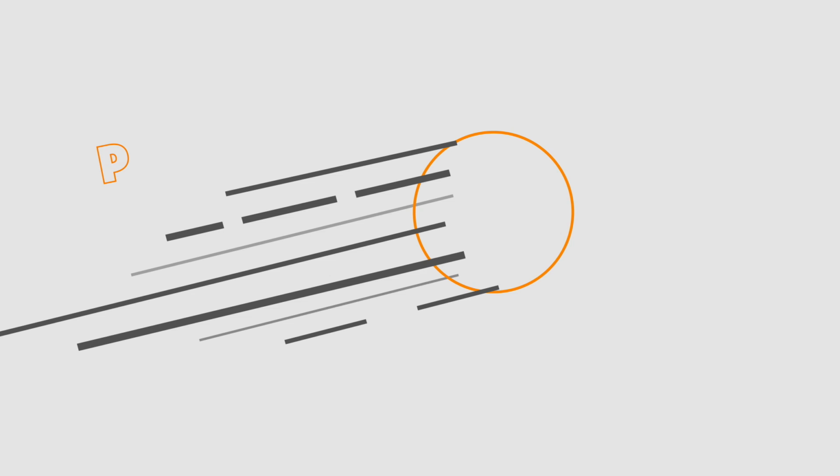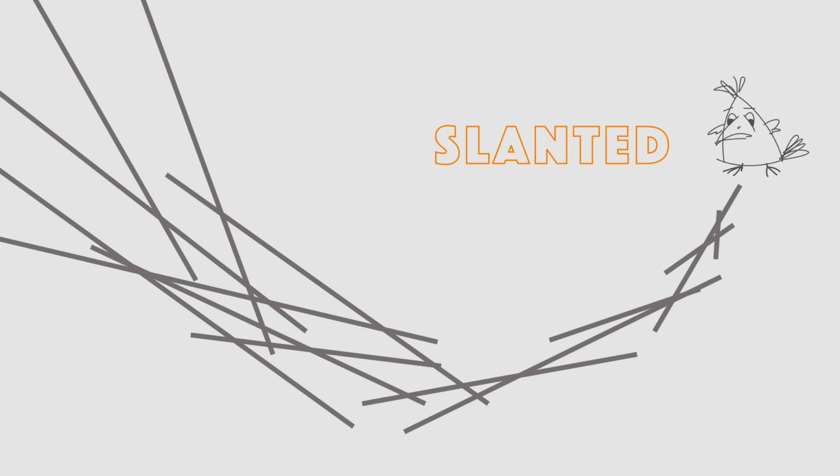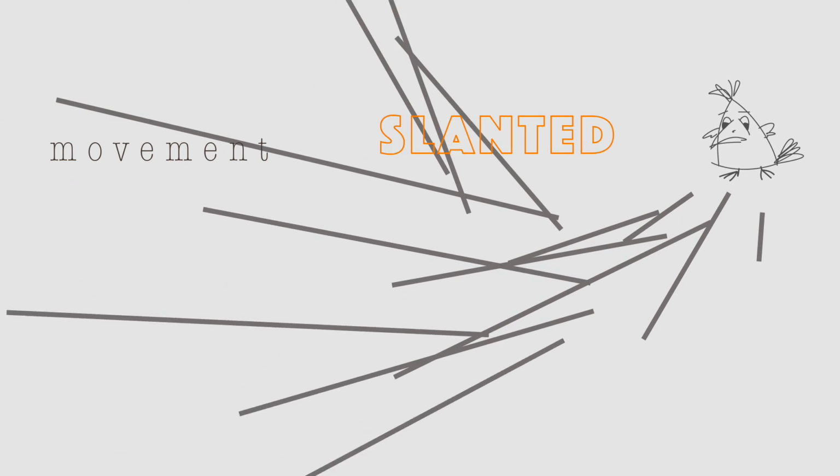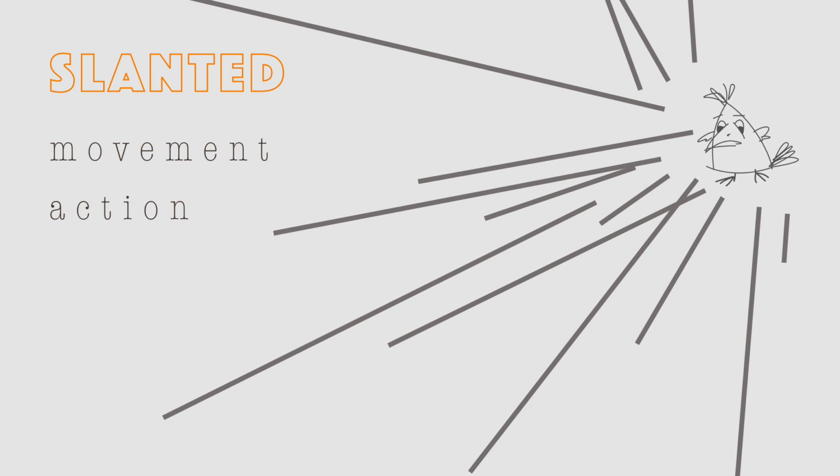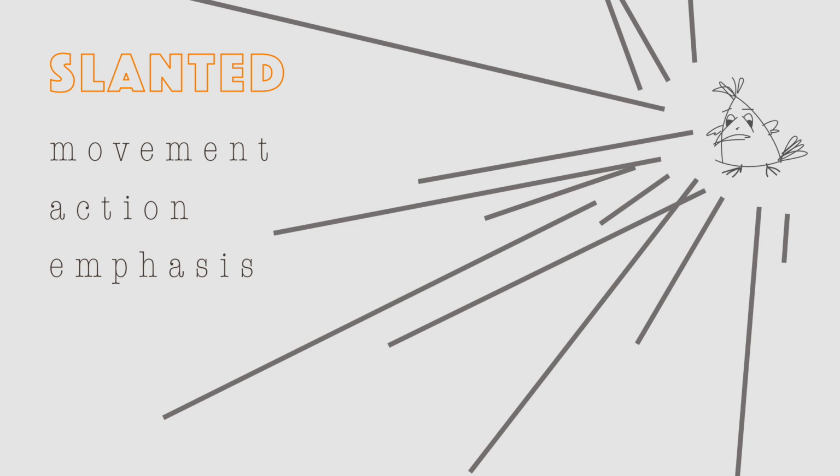Parallel lines, especially if they're angled, give an impression of speed and movement. Slanted lines are also full of energy. They support movement and action in an artwork. They can also emphasize and lead viewer's eye to a specific spot in a picture.